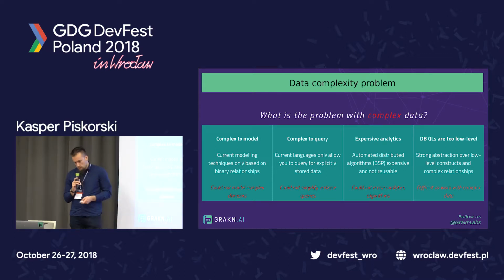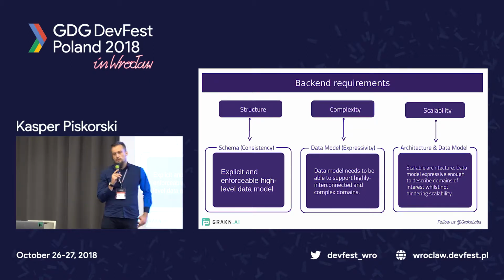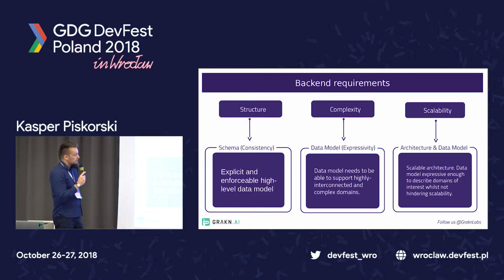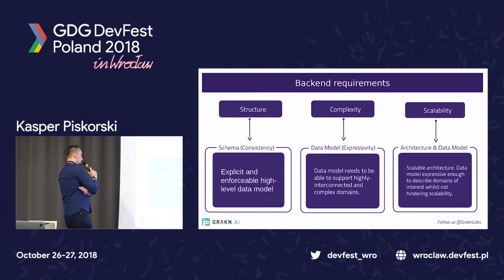So we have those problems, and we know that typically storage and data representation means a database in computer systems. So we can translate those problems into requirements that we put on our backend. If we know the structure is problematic, then we know that we need some kind of explicit and high-level schema at the database level. This is in order to guarantee some kind of consistency of our data.